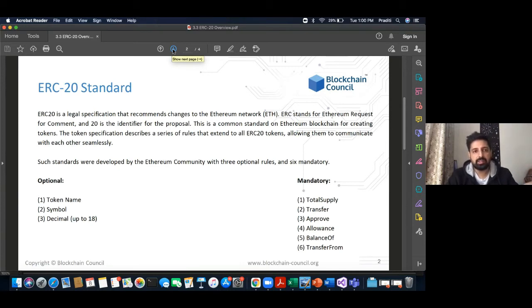Most of the tokens that you see right now on crypto exchanges, those tokens are built on ERC20, and they all have their supply.